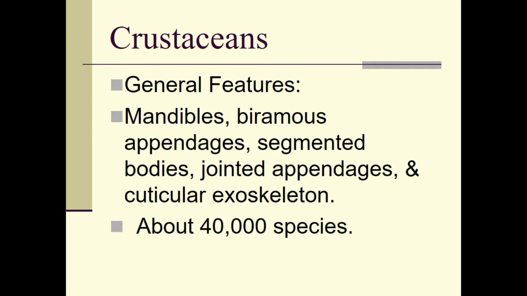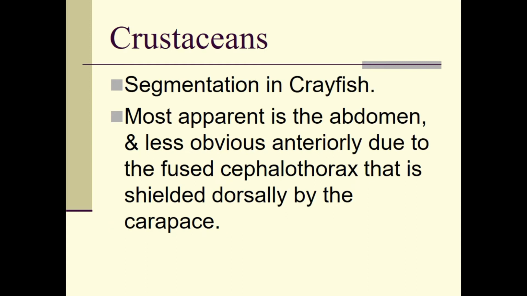There are about 40,000 known species of crustaceans that have been described and classified, and there are probably many, many more. Segmentation in crayfish. Now, if we were there in school, this would be one of our dissections. We would look at and examine the body of the crayfish, but we are not going to be able to do that, so we'll have to try to figure out a way to do that virtually.